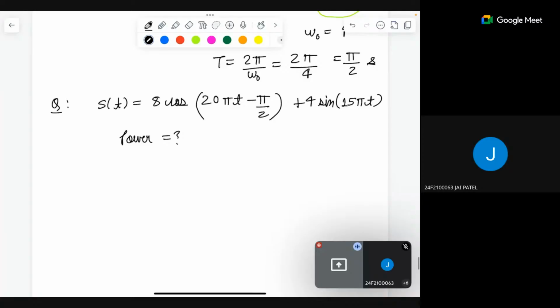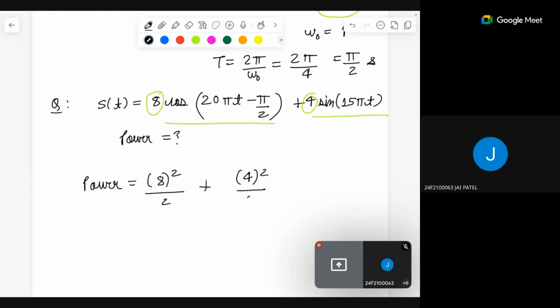So what we need to see here is, this is a cosine, this is another cosine. Time scaling and time shifting does not affect power. Also these signals are orthogonal. Power of a cosine is amplitude squared divided by 2. These are two orthogonal signals, so just the power will add up. So 8 square by 2 plus 4 square by 2. 32 plus 8 is 40. Is this fine?